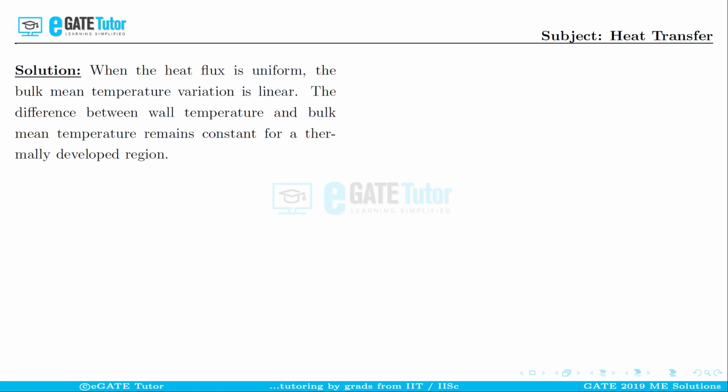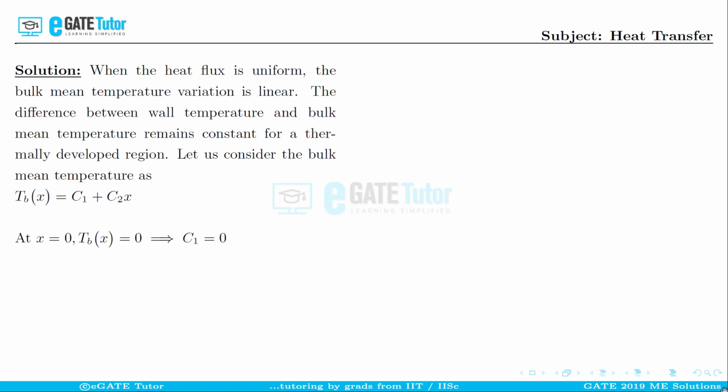Since we know that the bulk temperature variation is linear, let us assume a bulk mean temperature function linearly as Tb of x is equal to C1 plus C2x. This indicates that the bulk temperature varies with respect to x. It is given that at the left extreme, that is the inlet condition, the bulk temperature is 0 when x is equal to 0. So when we substitute that, we get the constant C1 is equal to 0.